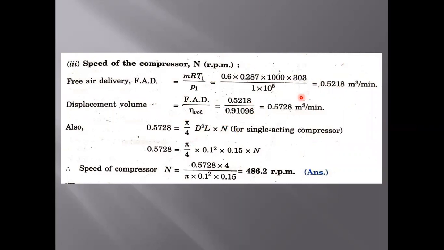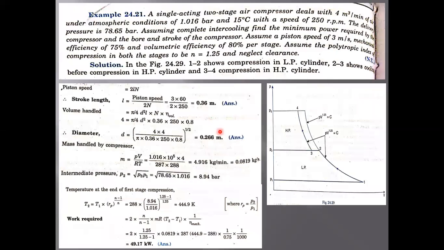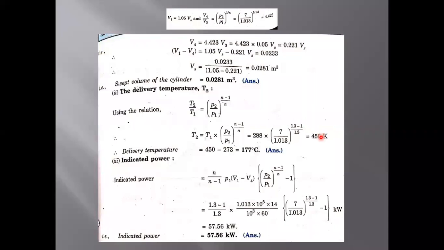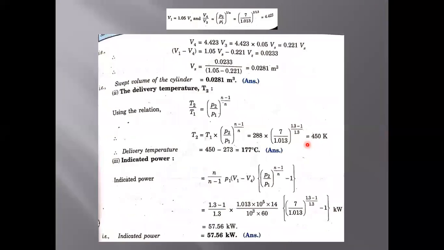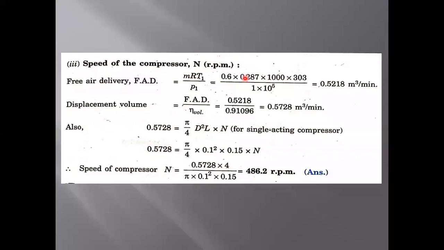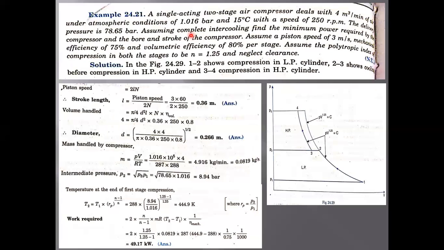I hope you got some idea how to solve this type of problem. Next, coming to another problem, which is a single acting two stage air compressor. Here he gave us a two stage air compressor. Till now we have gone with only single stage compressor formulas. Now we are moving to two stage problems. He has given a single acting two stage air compressor that delivers 4 meter cube per minute of air.